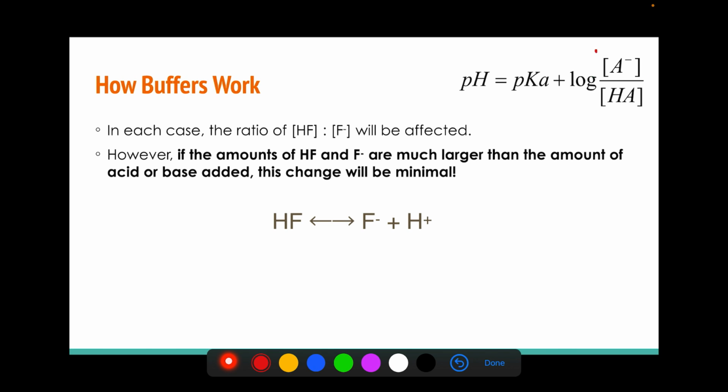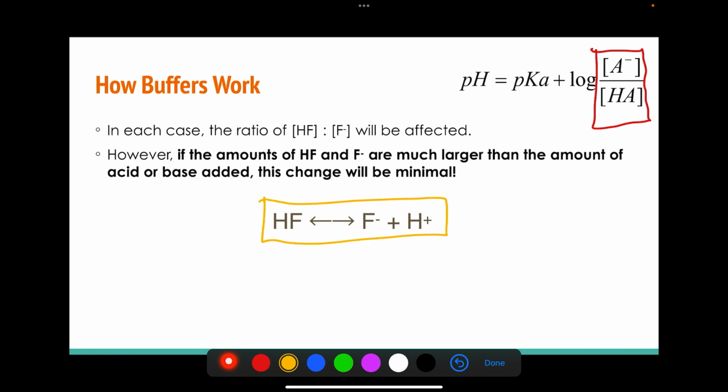Thinking about this mathematically, if the magnitudes of A- and HA are really large, shifting them by a tiny bit is not going to affect the mathematical value of that ratio. Therefore, the pH won't change.